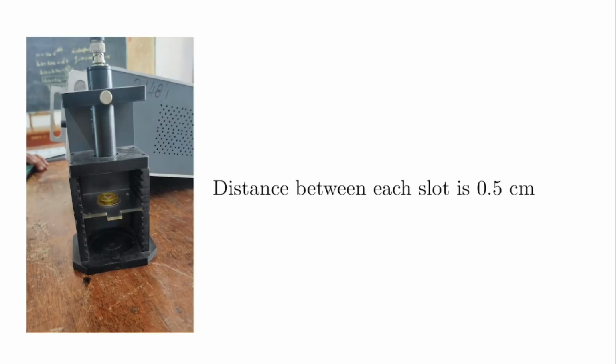Now for this experiment we need to keep varying the distance of the source from GM tube. For that we need to first measure the distance between each slot. In this apparatus it is 0.5 centimeter.